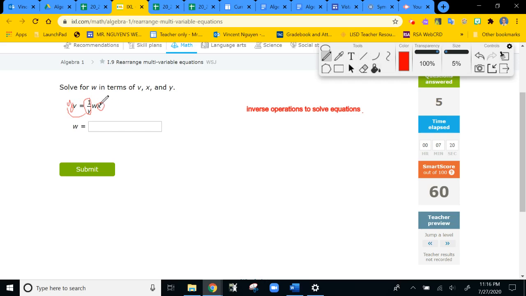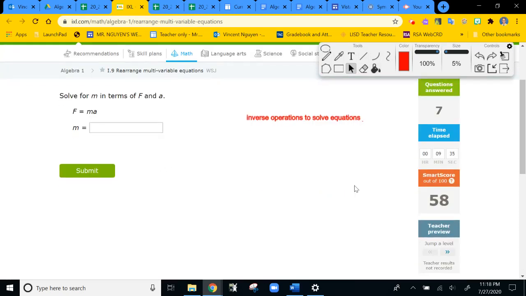Now, X here is going to become division because this is multiplication. When it goes over here, it will become division. So I'm actually going to divide by X on both sides. My equation would become W equals YV. YV is on top. Oh, I need a fraction. YV is on top, and then X is on the bottom. And that's my equation when I move those two letters to the other side.